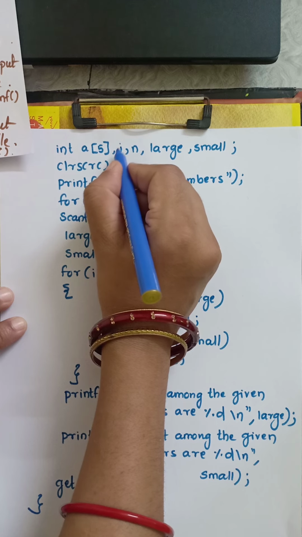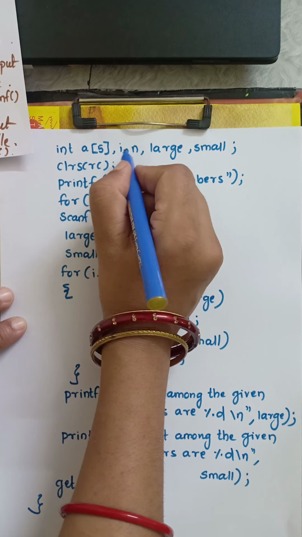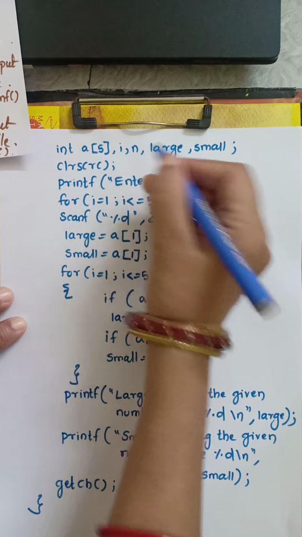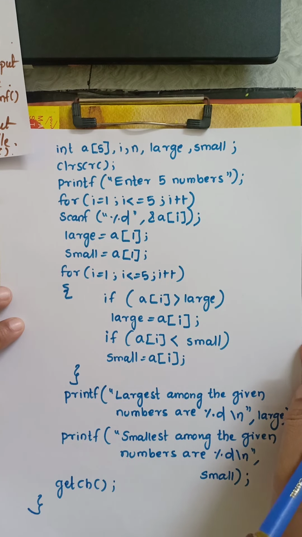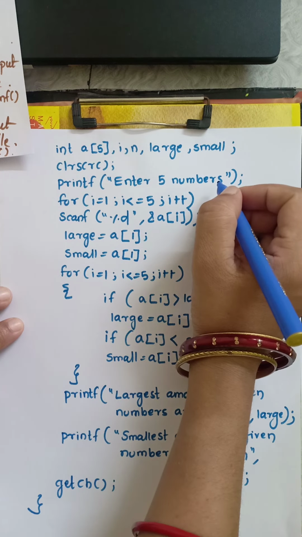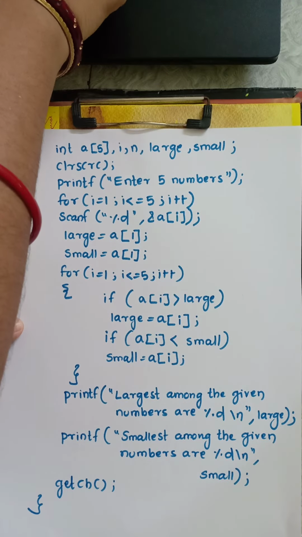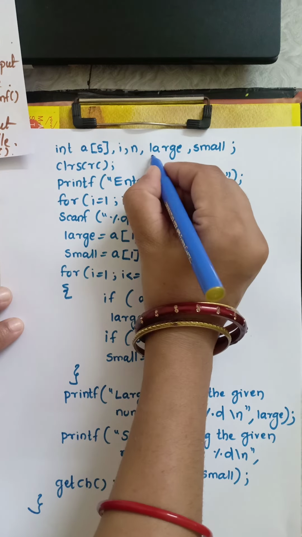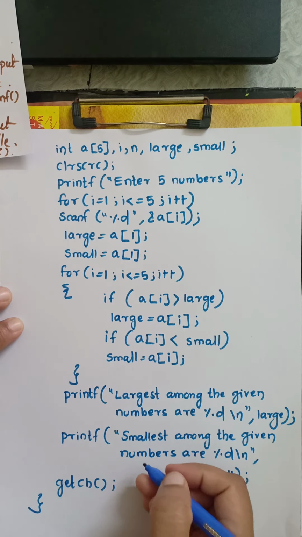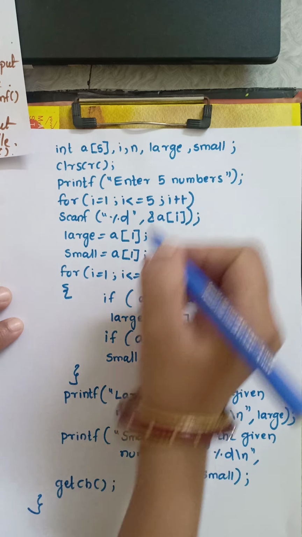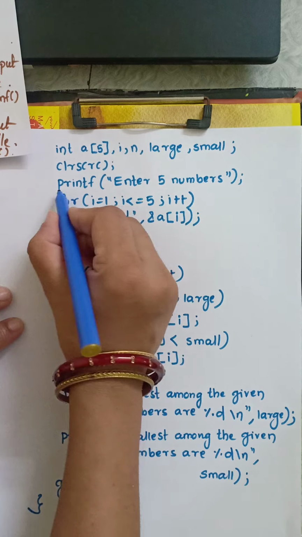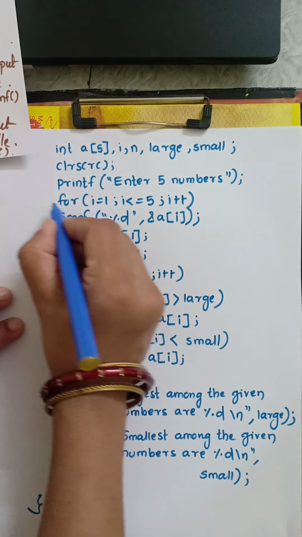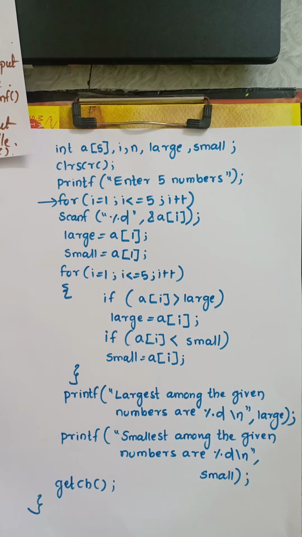value is incremented. Okay, after our loop is executed, then the n. Next we use large for the largest number and small for the smallest number. Okay, then enter 5 numbers. Then here I use the loop for i equals 1, i less than or equal to 5, and i plus plus.